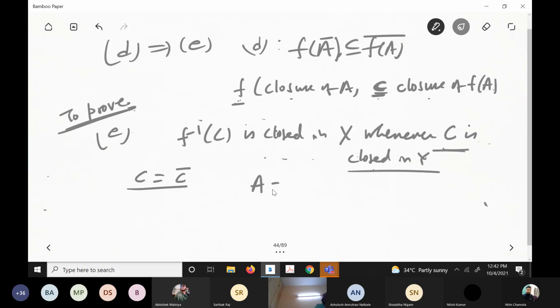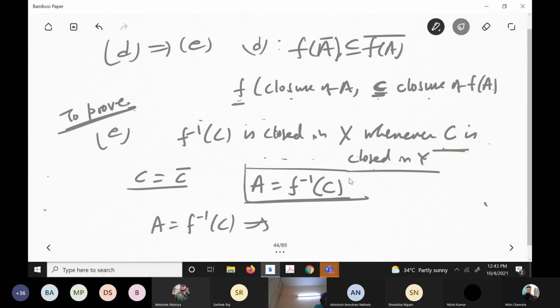This is the vital trick. You take A equal to f inverse of C and plug it in here. But you should follow one thing: A equal to f inverse of C implies f(A) is contained in C. If you remember this, then you can do it immediately. It's not a problem, but I am not completing it, so you should complete it. Here you should be careful: A equal to f inverse of C means f(A) is contained in C.